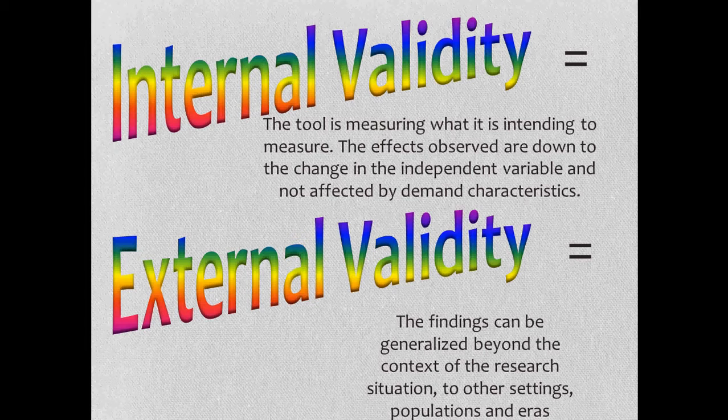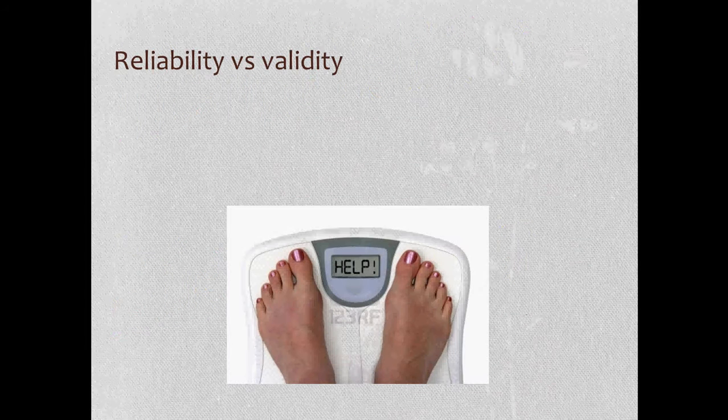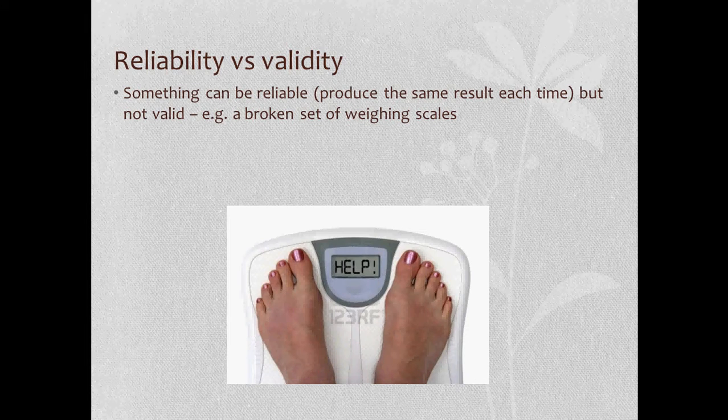External validity is whether your findings can be generalized beyond that one instance of research. Can it be generalized to other settings, other populations, other time periods? Okay, so let's carry on looking.